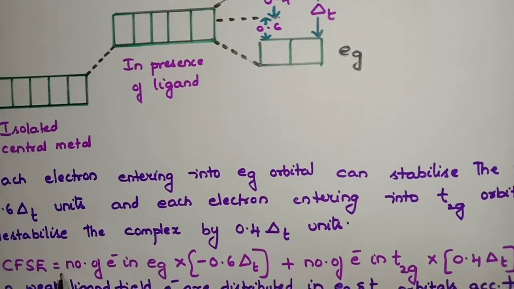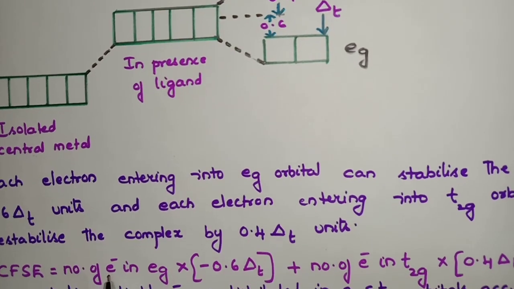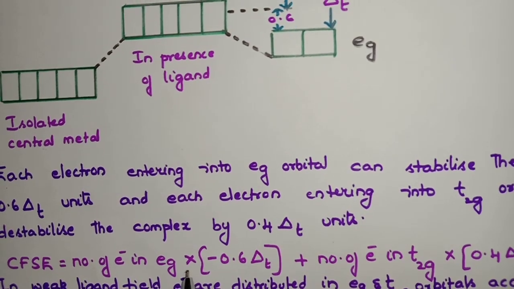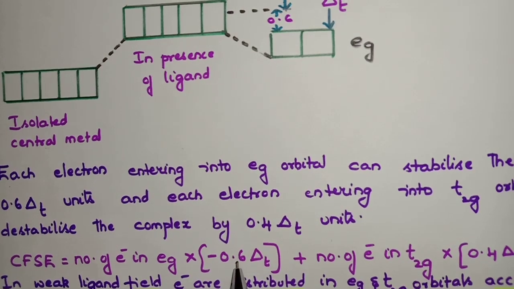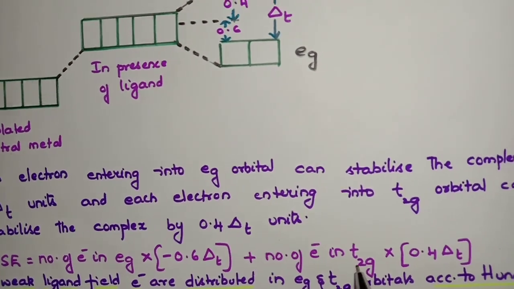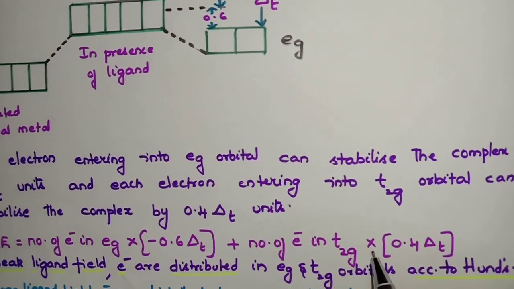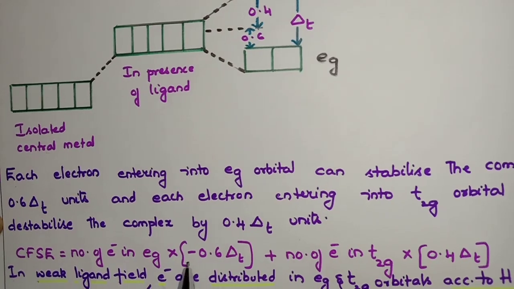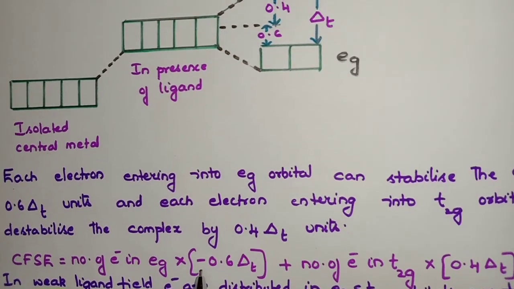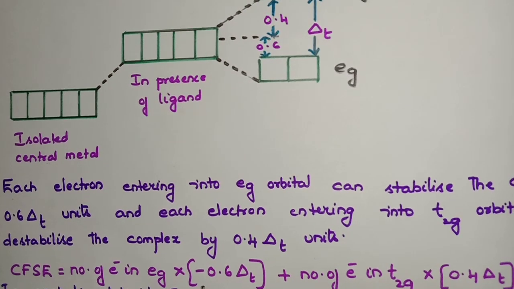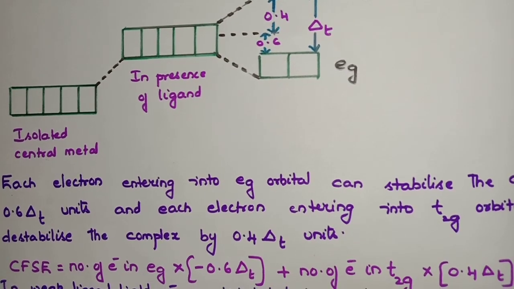CFSE is equal to the number of electrons in Eg orbitals multiplied by minus 0.6 delta T, plus the number of electrons in T2g orbitals multiplied by 0.4 delta T. Here we are using minus. Why? Because Eg orbitals are now at a lower energy when compared to T2g orbitals.